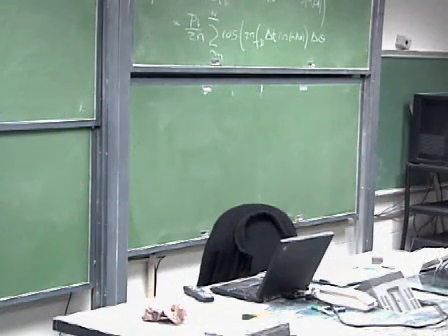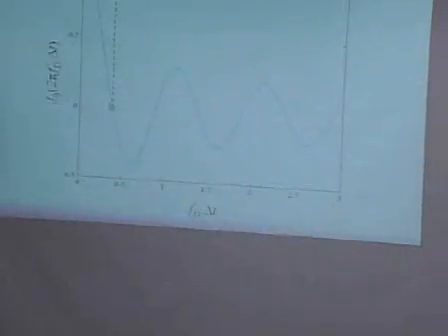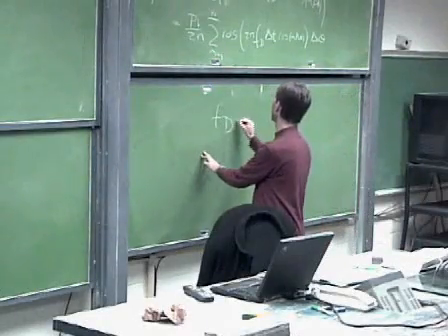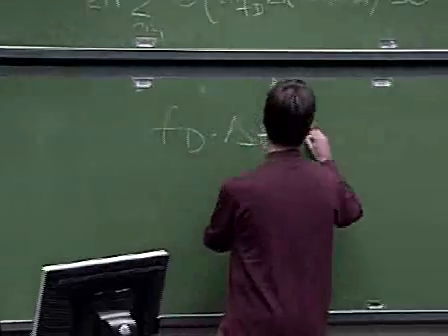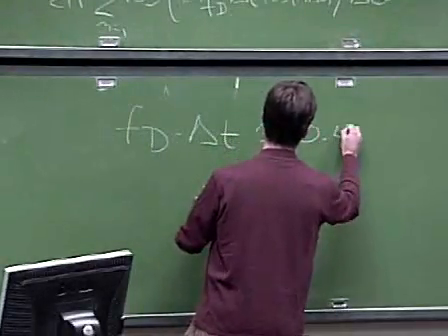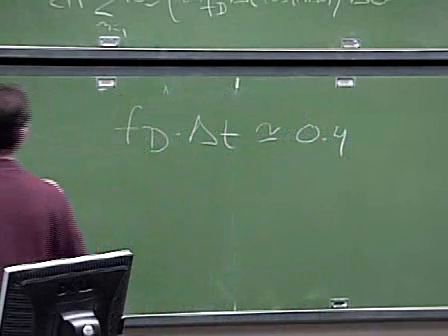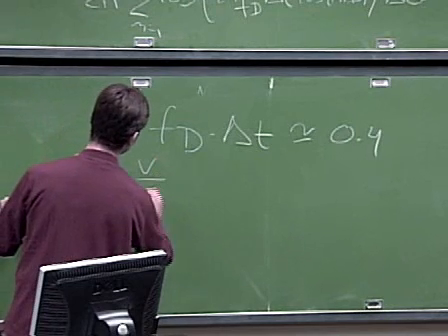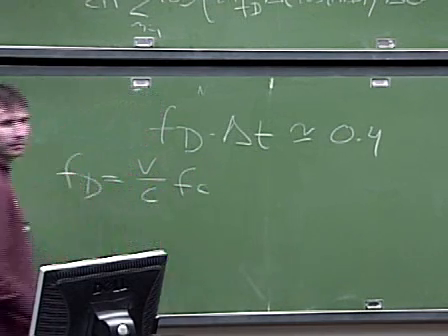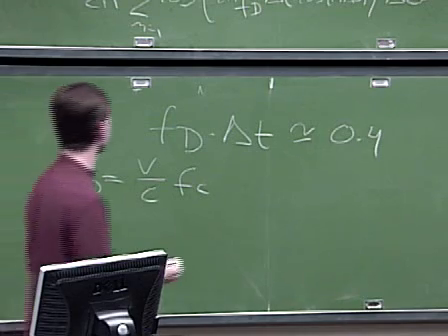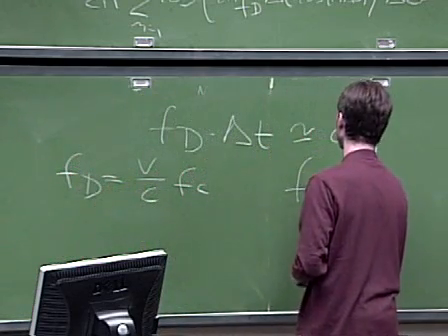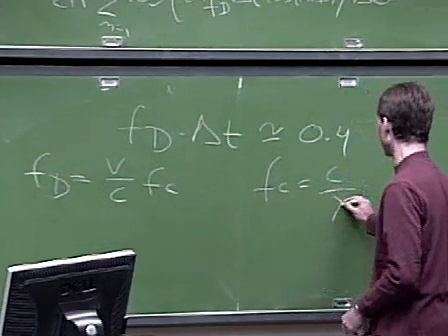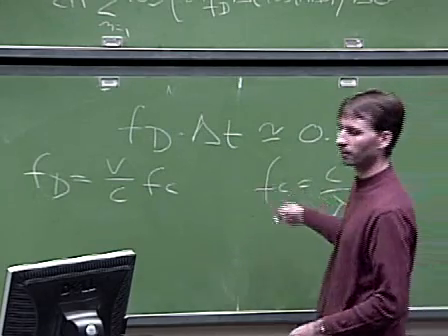Okay, so we need this product to equal 0.4 for the correlation to fall from 1 to 0. So f sub d times delta t should be about 0.4. Now we know that the Doppler f sub d is equal to the speed of motion divided by the speed of light times the frequency of the signal. And we know that the frequency of the signal is equal to the speed of light divided by the wavelength. These are all basic relationships that we've seen before.